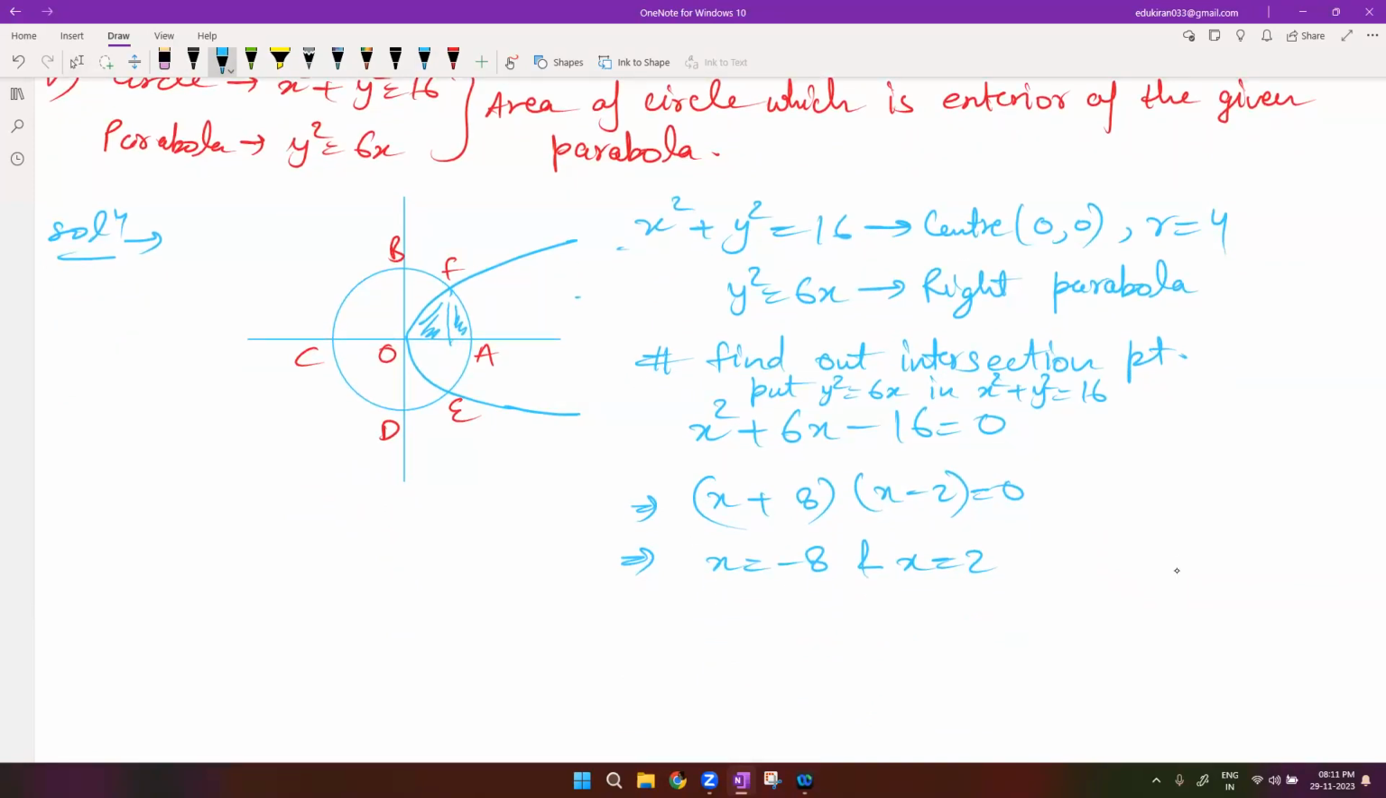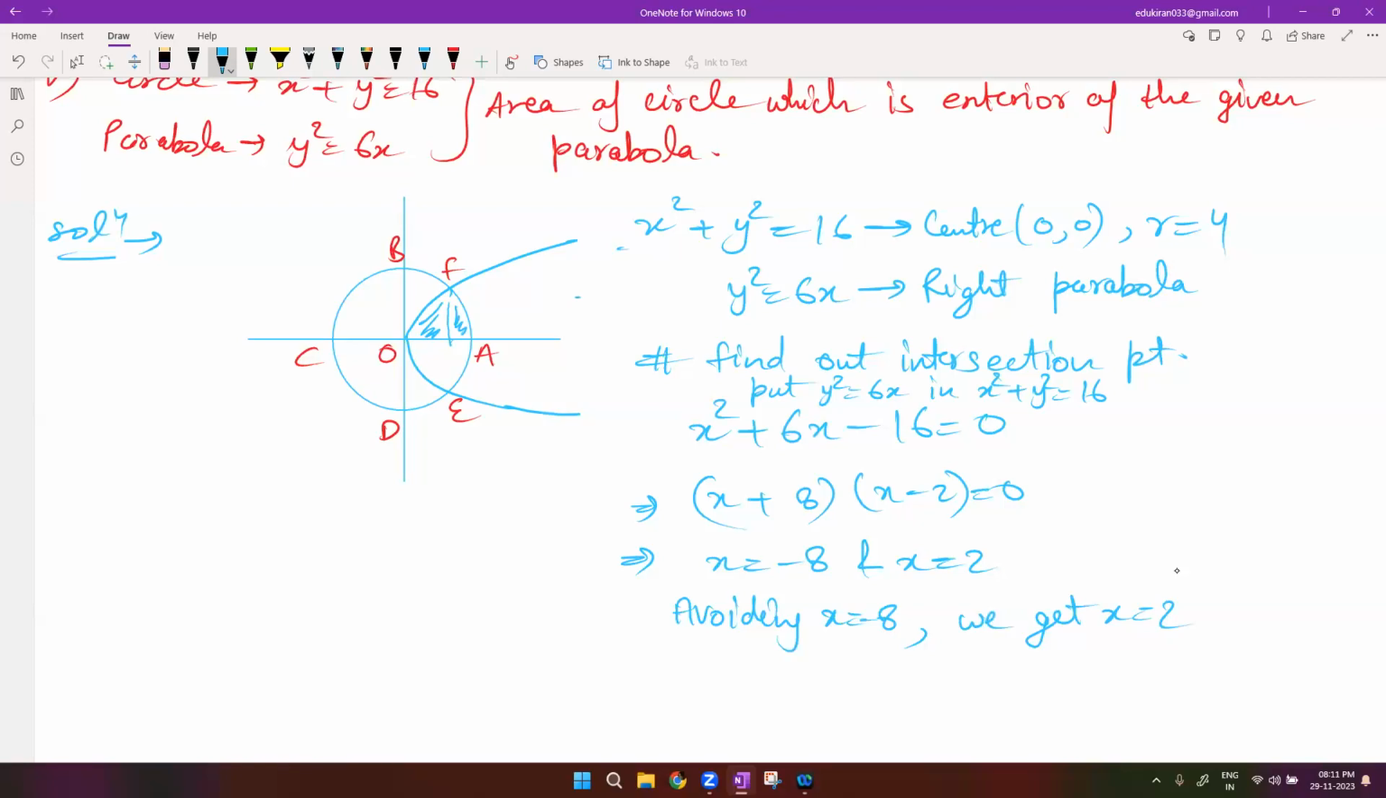You can see that the intersection point of parabola and ellipse lies in first and fourth quadrant, both of which contain positive x coordinate. So avoiding x is equals to minus 8, we get x is equals to 2 as the intersection point.